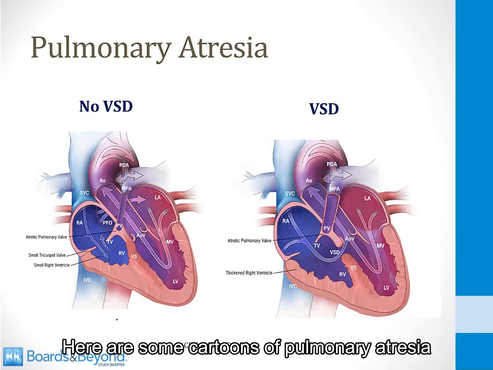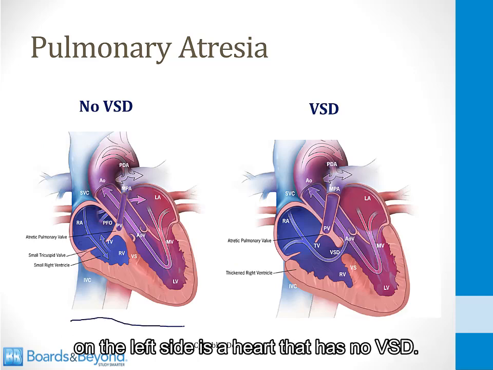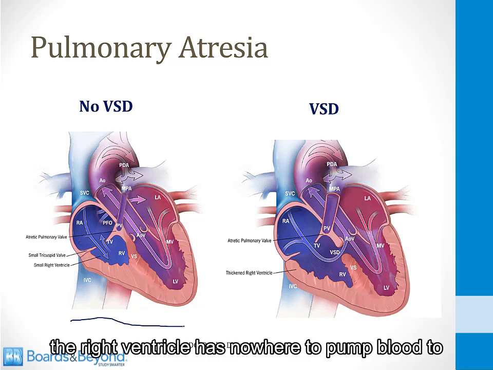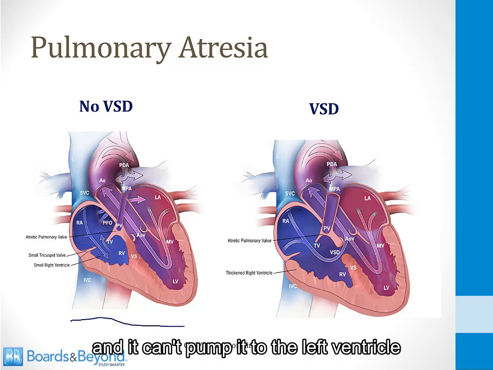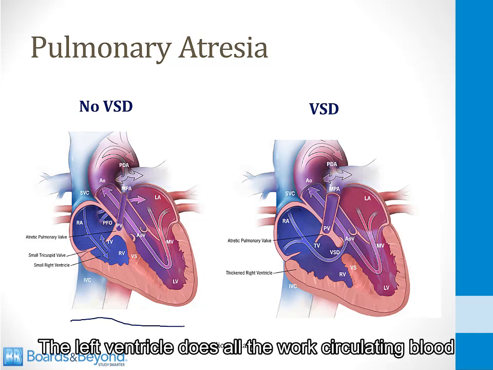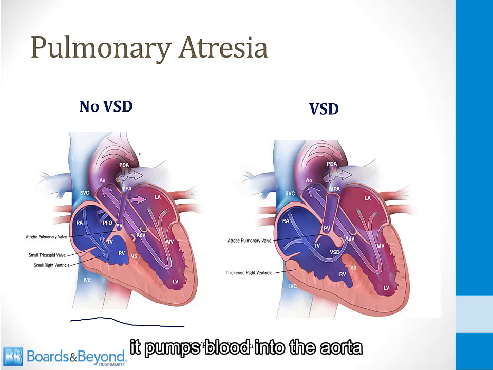Here are some cartoons of pulmonary atresia. On the left side is a heart that has no VSD. So in this situation, the right ventricle has nowhere to pump blood to. It can't pump it into the pulmonic valve, and it can't pump it to the left ventricle because there is no VSD. The left ventricle does all the work circulating blood. It pumps blood into the aorta, and then some of that goes through the PDA and gets to the lungs.